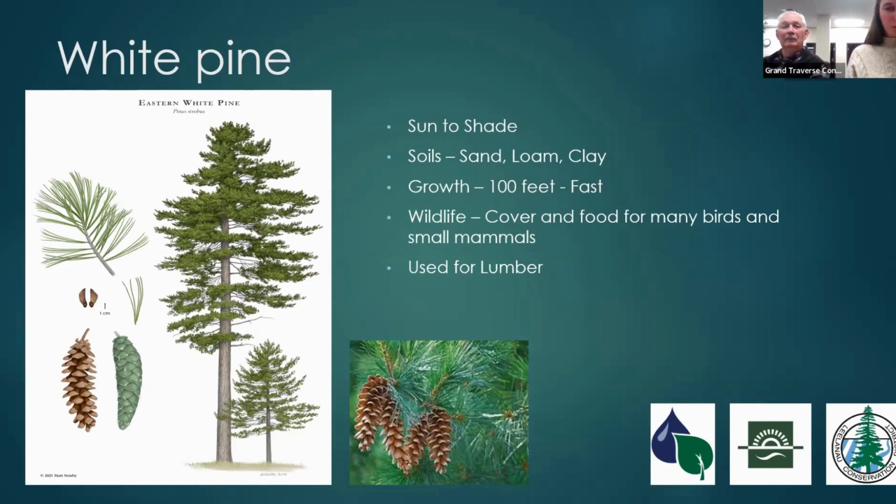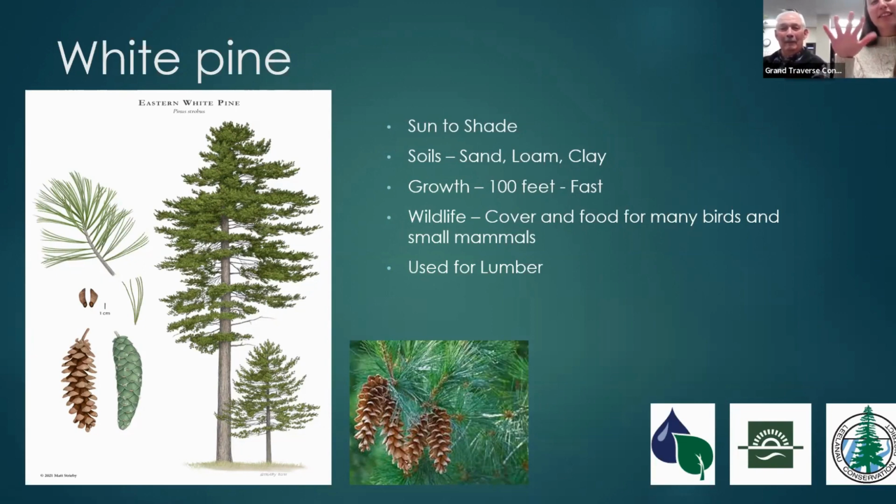Wildlife use it, and many birds, and it's also used for lumber. It's very beautiful lumber. I've built some buildings out of it myself. You wait a while, it isn't a fast growing tree, but enjoy it, go for it.